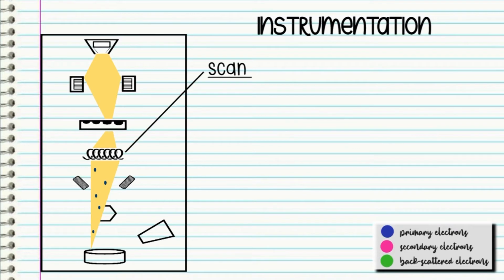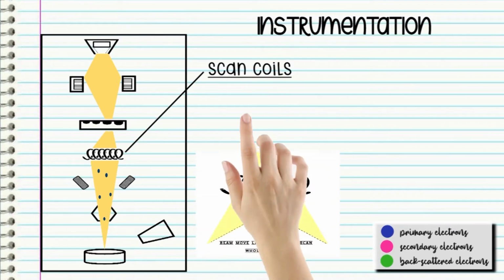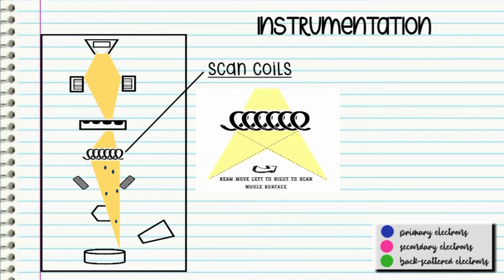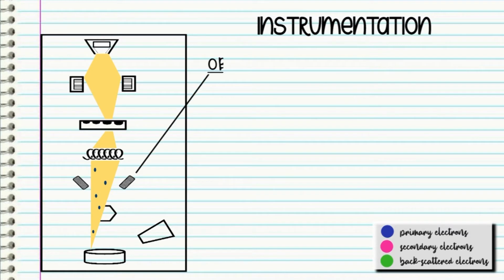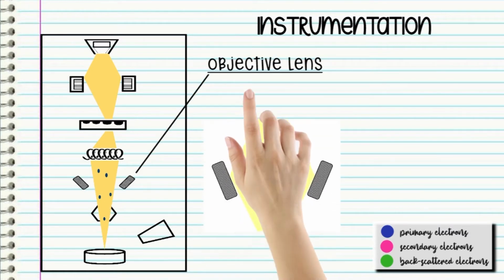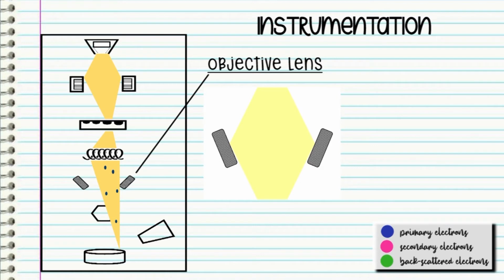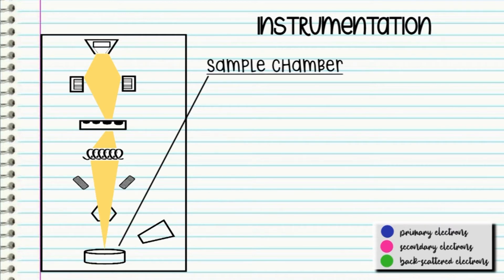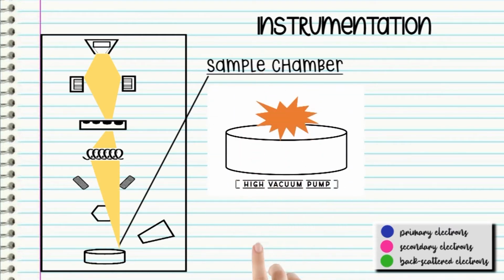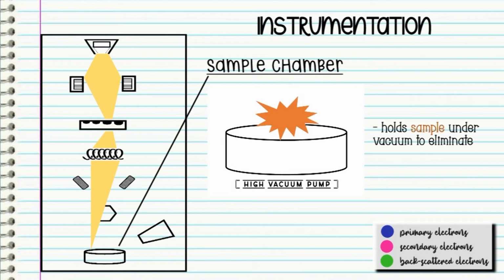Scan coils. Scan coils allow the beam to be scanned over the surface of the sample as they control the position of the beam from left to right. This allows the information of the defined area to be collected. Next, the objective lens. The objective lens is the final lens that focuses the electron beam down onto the sample chamber. The sample chamber holds the sample under a vacuum to eliminate the interference of unwanted particles.